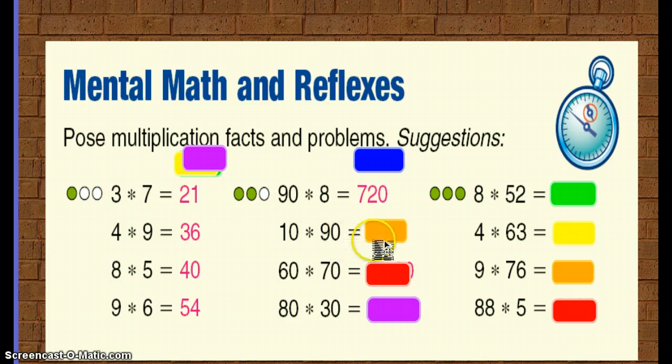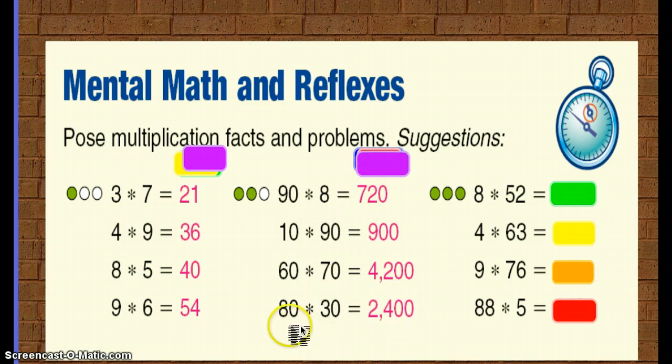10 times 90, 900. 60 times 70, 4,200. And 80 times 30, 2,400. Remember, you can take the first number of each set of numbers, multiply them, and then just add the amount of zeros that you have. So you had 1 behind the 8 and 1 behind the 3, so you had to add 2 zeros onto the end of your answer.